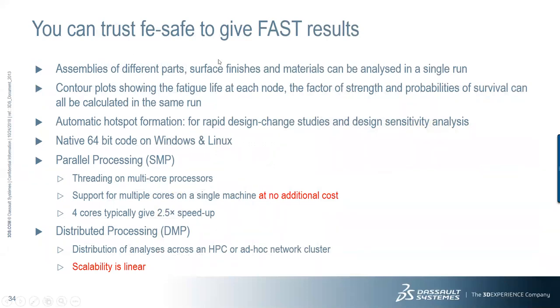You can trust fesafe to give fast results. Depending upon how many CPUs you have on one node, fesafe will automatically take all the CPUs by running on the node, and it will run the analysis as quickly as possible. It always takes 7 tokens to run the analysis on one node, whether you are running it on one CPU or on 32 CPUs. But the condition is all of them should be on just one node.